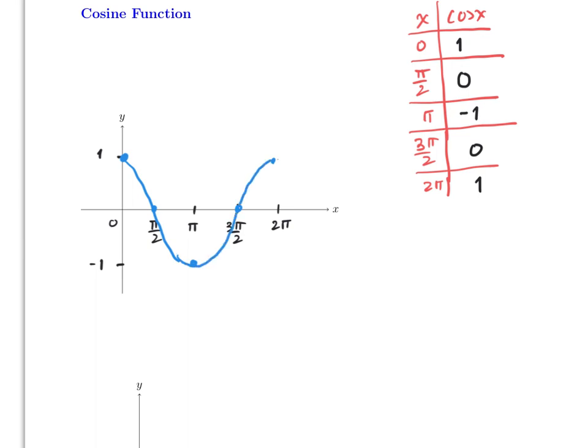And then this technically keeps going. So we'll do this and so forth. Okay? But from here to here is a period. So for sine and cosine, the amplitudes are the same. It will still be 1. And the period is 2 pi. So they are exactly the same.